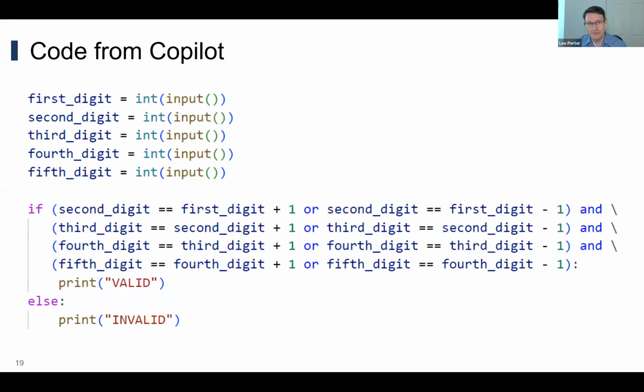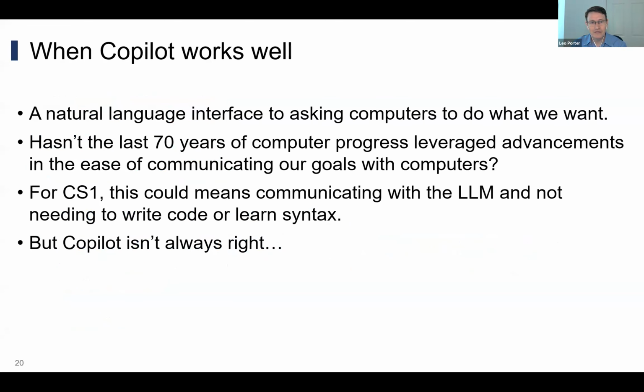Let's look at another example. But before we do that, let me just say what we've seen is that when Copilot works well, we effectively have a new interface for communicating our desires to the computer, right? And hasn't really the last 70 years of programming languages been focused on doing exactly this, trying to find new ways for us to communicate with the computer so it isn't quite so hard. If it weren't for this chain of advancement in programming languages, we'd all still be programming in assembly.